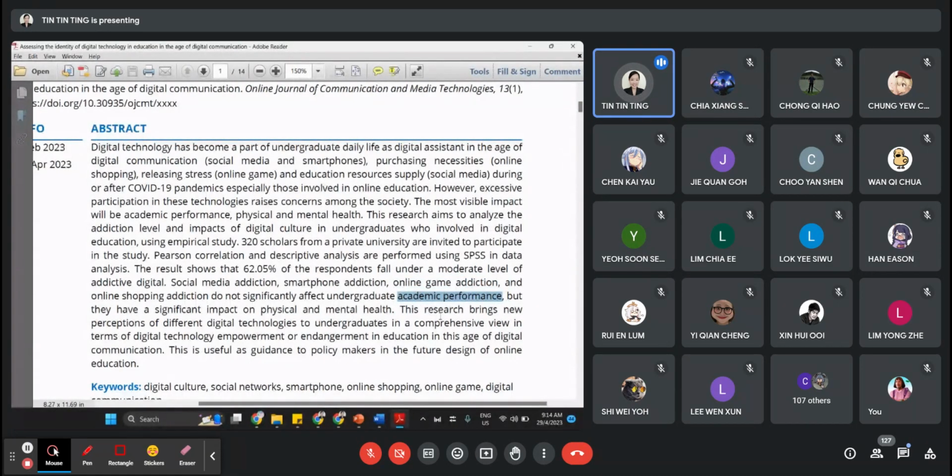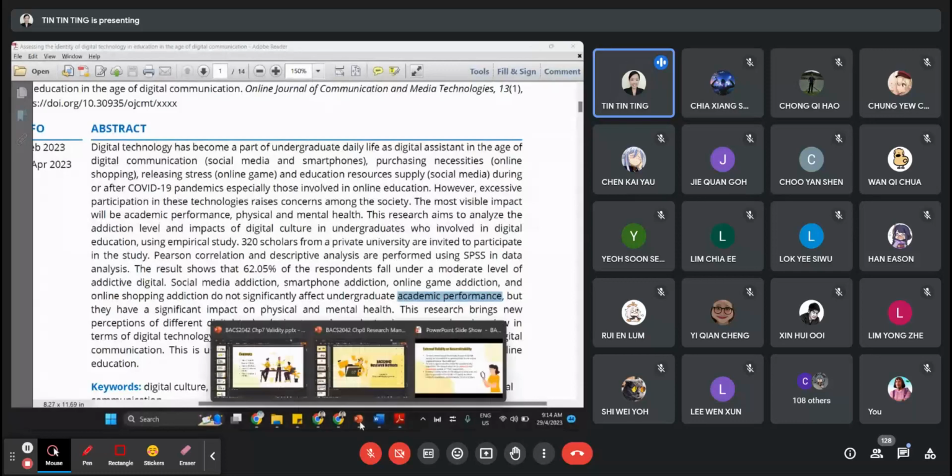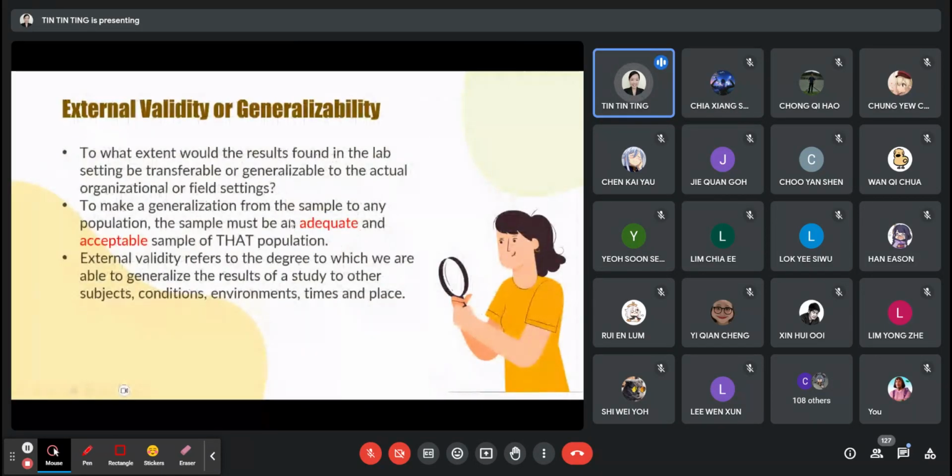But after 20 years now, it doesn't mean that the higher usage of smartphone means you have poor academic performance, because a lot of students are using social media and also smartphone in working out their academic work, accomplishing their assignment. Different age, right? And therefore, you cannot generalize it in other places, in different places, different time, under different condition and environment.